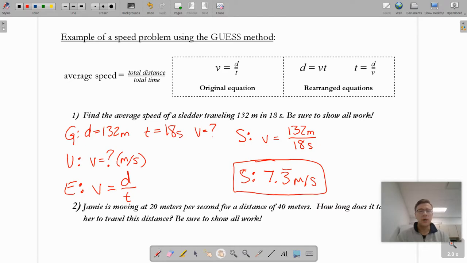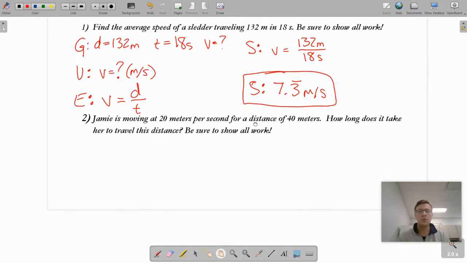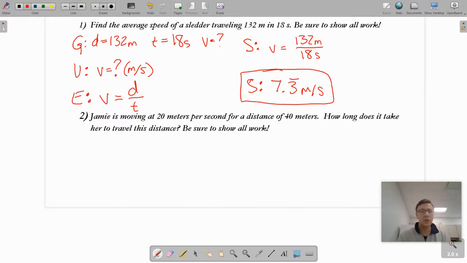And we'll go ahead and do one more here. We'll do the second example. On the second one, it says Jamie is moving at 20 meters per second. Okay, so it's also a good habit to underline the givens, or the things that we know. So she's moving 20 meters per second for a distance of 40 meters. How long does it take?